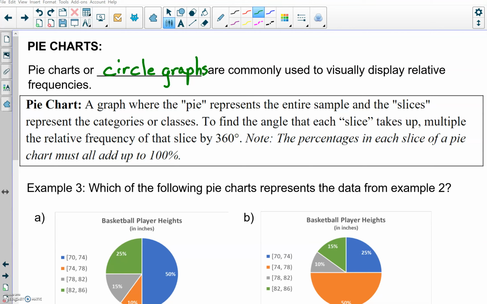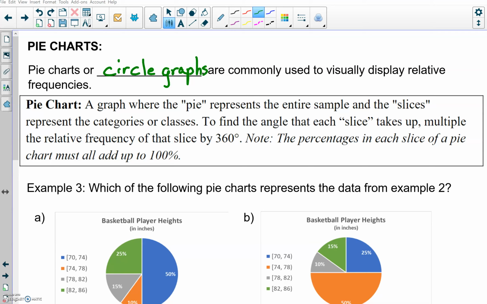Sorry about that. Anyway, so they're good for relative frequencies. You probably see these things with budgets, like how people are spending, where the bigger slice of the pie is getting the most of the budget. They're a really nice visual for displaying relative frequencies. And the pie represents the entire sample. The slices represent the categories or classes.